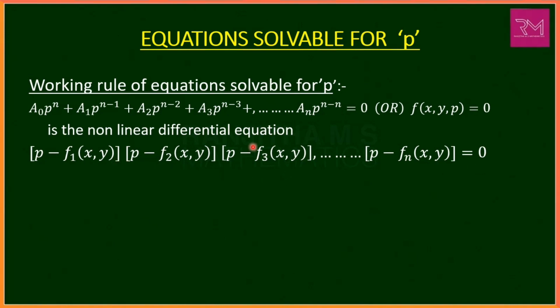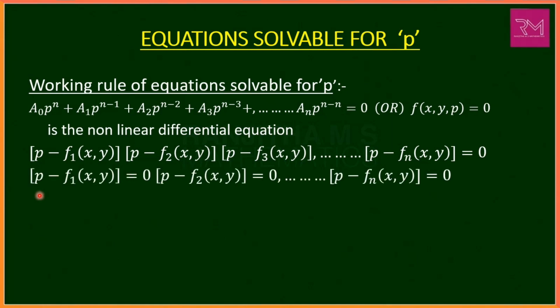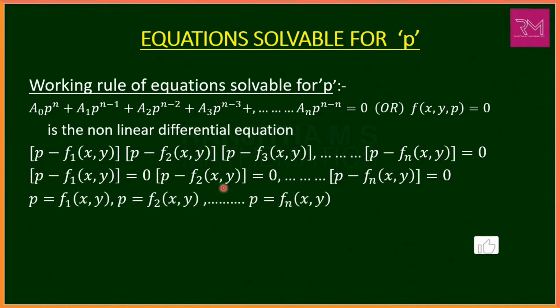If we equate this equation to 0 separately, we get p minus f1 of x comma y equal to 0, p minus f2 of x comma y equal to 0, and so on, p minus fn of x comma y equal to 0. Or if we take this value to the right hand side, we get p is equal to f1 of x comma y and p is equal to f2 of x comma y, and so on, p is equal to fn of x comma y.